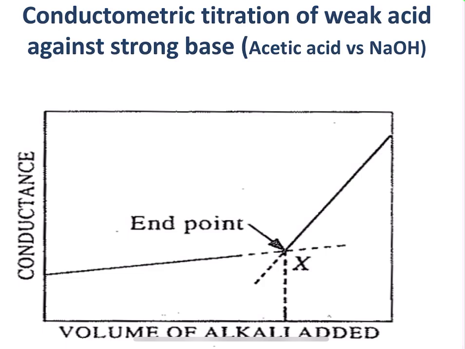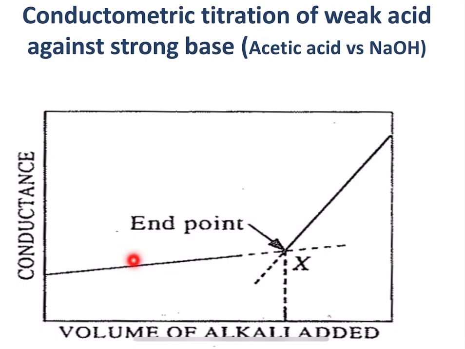And the second case is the conductometric titration of weak acid against strong base. Let me take acetic acid as the example of a weak acid, and the strong base is NaOH, the same as we used in our previous case. But here, instead of a strong acid, I am taking a weak acid, that is acetic acid. Here also the principle is the same.